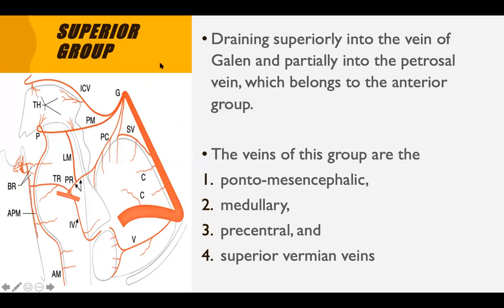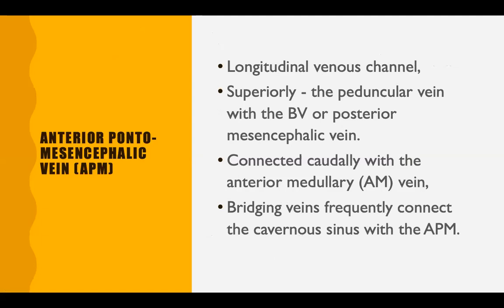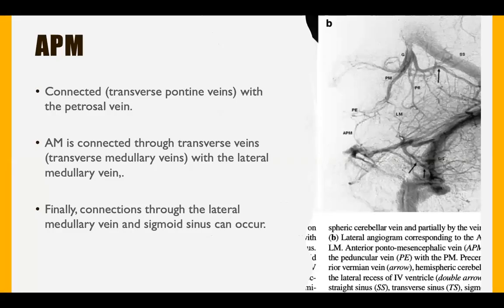So coming to the first group, as I told you, there are main veins: pontomesencephalic, medullary, posterior mesencephalic, precentral, and the superior Vermian veins. They drain basically from the Galenic group into the petrosal sinuses, which belong to the anterior group. The anterior pontomesencephalic vein is a longitudinal venous channel, connected superiorly via the peduncular vein to the anterior medullary vein, and there are bridging veins which connect the anterior pontomesencephalic vein to the petrosal sinuses.